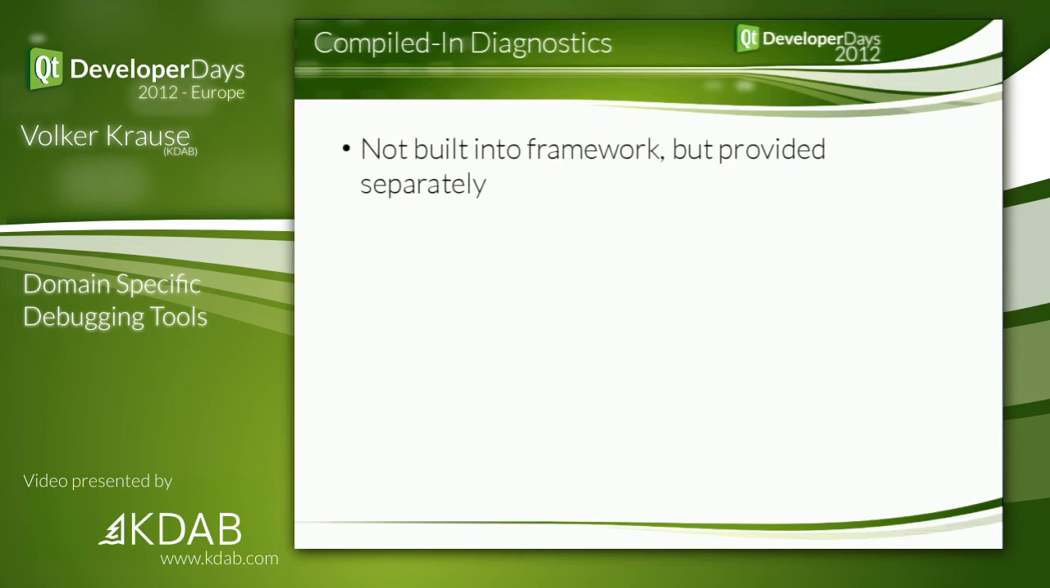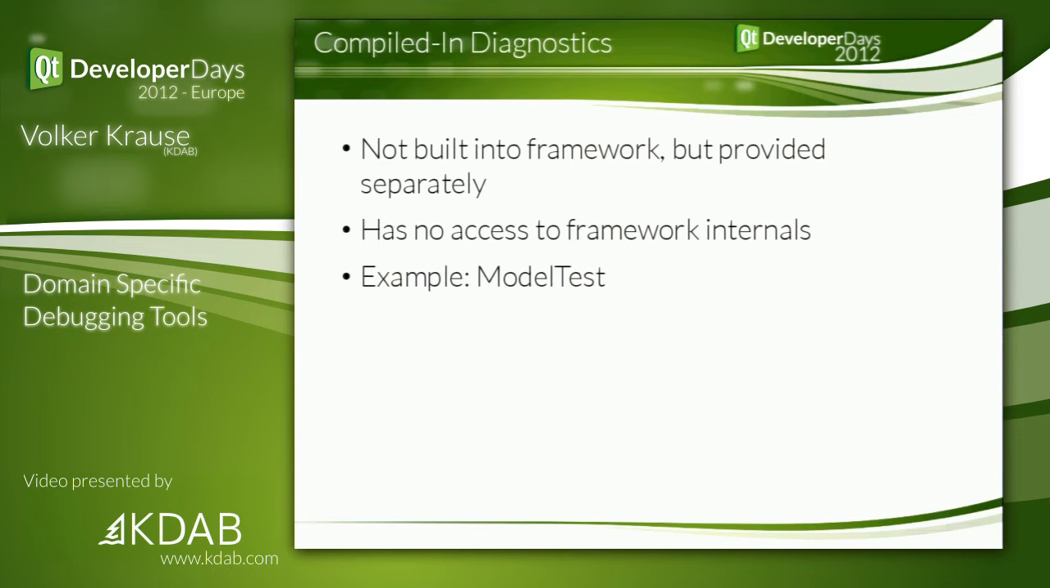That would be like diagnostics code that is provided separately, not built into a component, that only uses the public API to do some consistency checking or something like that. So you don't have access to internals there, you have to work with the public API. A prominent example for that is model test. That is one CPP file that you find on the internet, which you can link into your program, initialize it with one line, and it runs all kinds of consistency checks on the QAbstractItemModel.